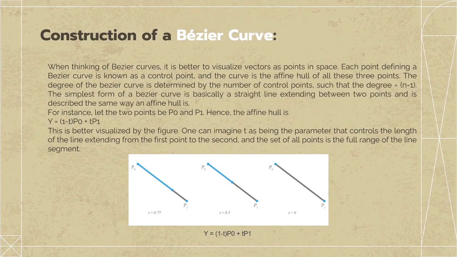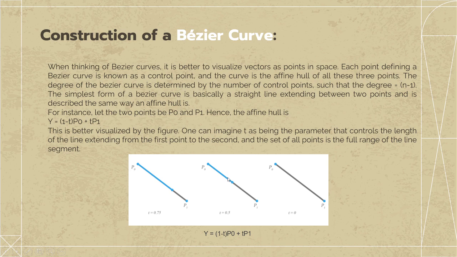Now let's move on to Bézier curves. When thinking of Bézier curves, it's better to visualize vectors as points, just as I mentioned earlier. And each point should define an aspect of the curve. Each point is called a control point. And the curve is said to be the affine hull of all control points.